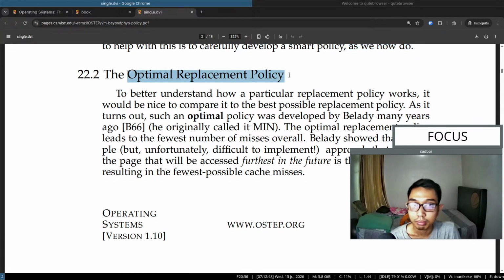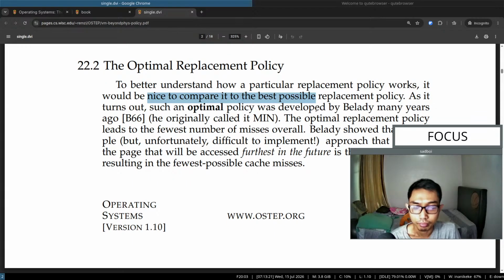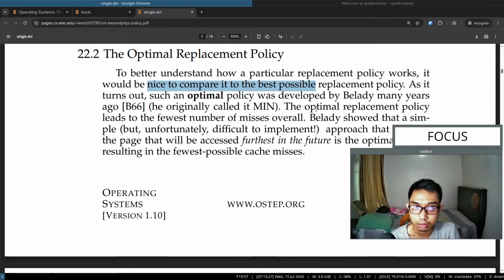The optimal replacement policy. To better understand how a particular replacement policy works, it would be nice to compare it to the best possible replacement policy.